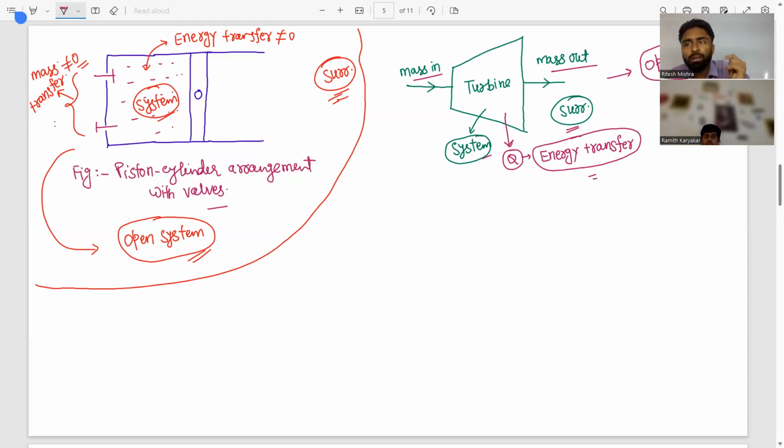For example, this is your turbine. Now take the example of a compressor. In a compressor also mass is entering and mass is leaving. You have studied about the condenser. In the condenser also mass is entering and leaving, and heat rejection is also present there. In the evaporator also mass is entering and leaving. Every device in which mass is entering and leaving the system is almost always an open system.